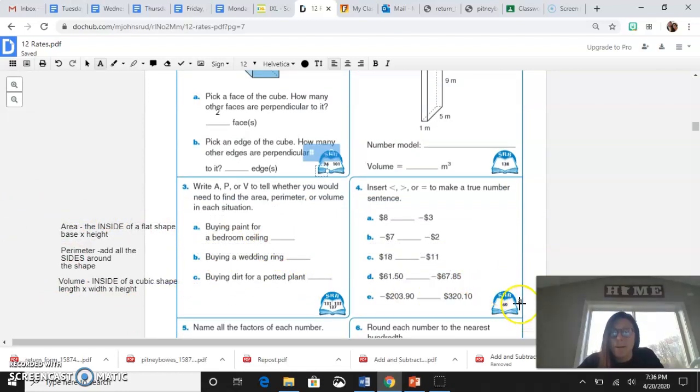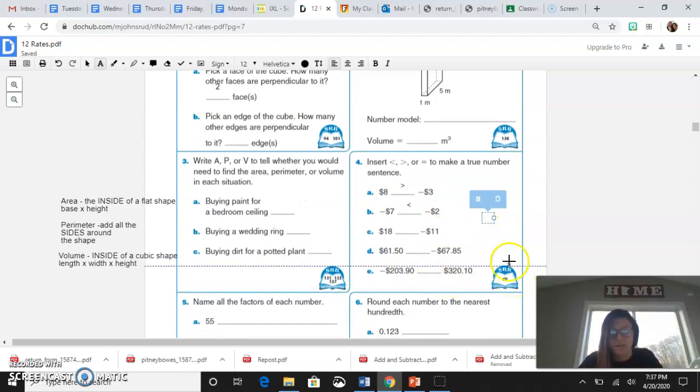For number 4, remember that the bigger the negative, the smaller it is. So here you should know automatically, well, $8 is positive and negative $3, that's small. So you should know that negative $3 is much smaller than 8. Here, remember, the bigger the negative, the smaller the amount. So for that one, your negative $7 would be less than negative $2. Okay, you guys can figure out those last 3.